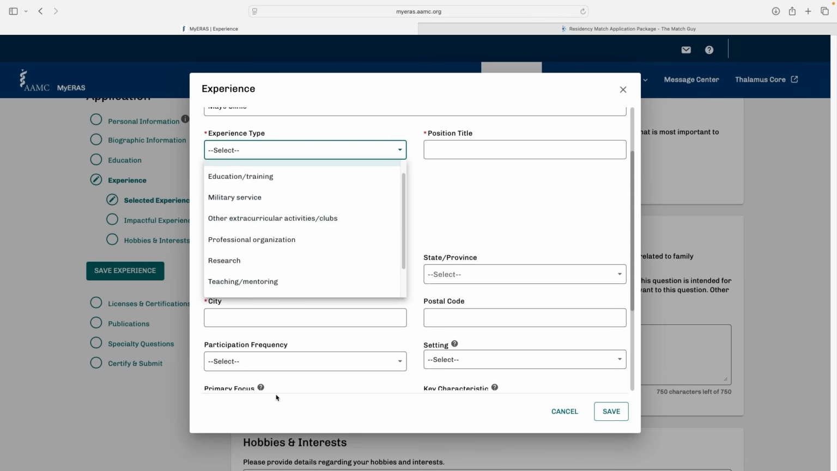And you can see here, there is a section for hobbies and interests. So if this is just a hobby, don't add it as an experience, especially since the space is limited. You only have up to 10, so you need to use it wisely.